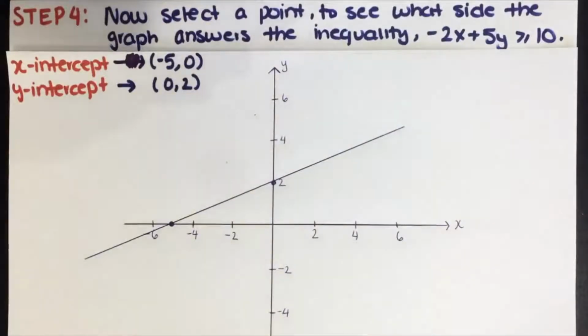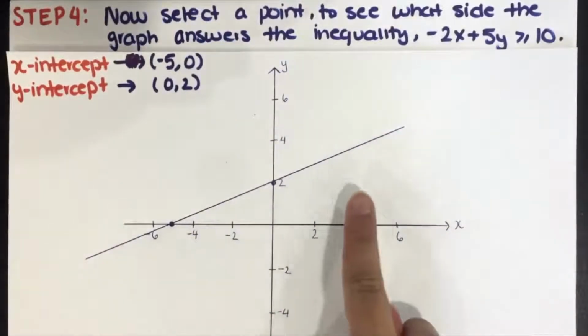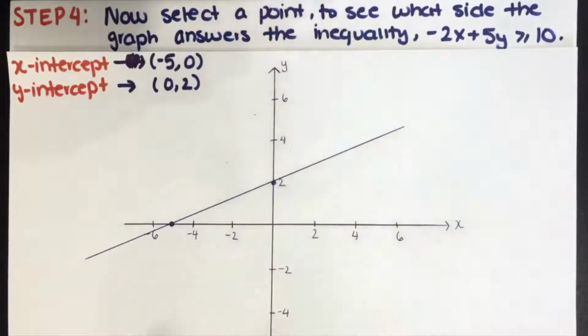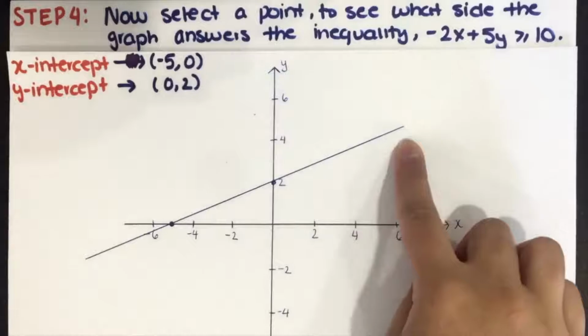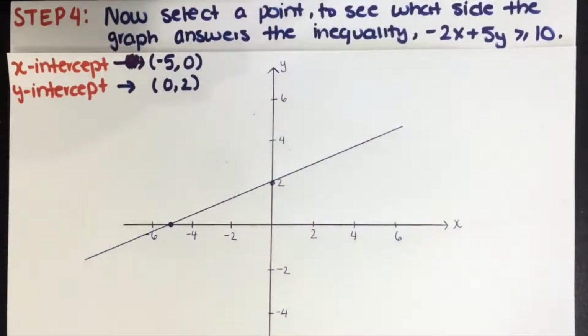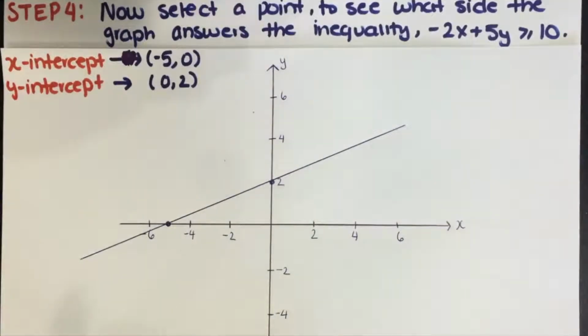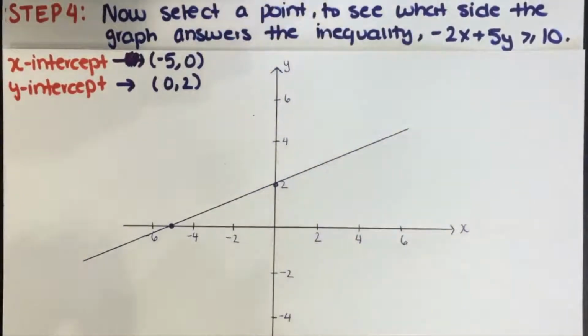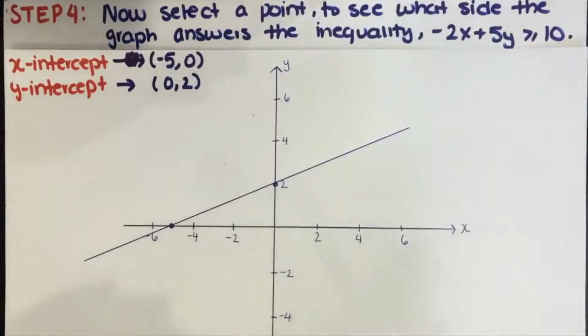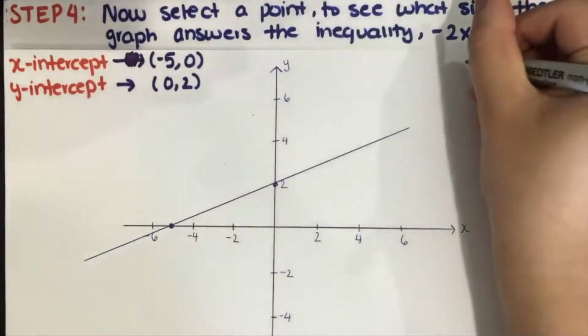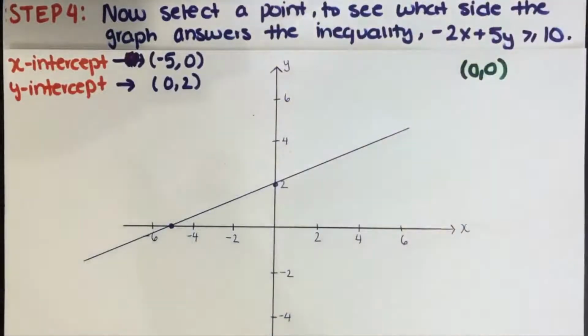Okay, so now in step 4, we're going to select a point that's not on this line. Any point can work, it can be 2 and 2, it can be 4 and 2, it can be 0, 0. We're going to pick those types of points that are not on this line to see which side of the graph answers our inequality. So the best point to select is 0, 0, and it's also not on the line. Suppose 0, 0 was on the line, so our line went like this, then you cannot pick 0, 0 as your point. So we're going to pick 0, 0, which is the best point.